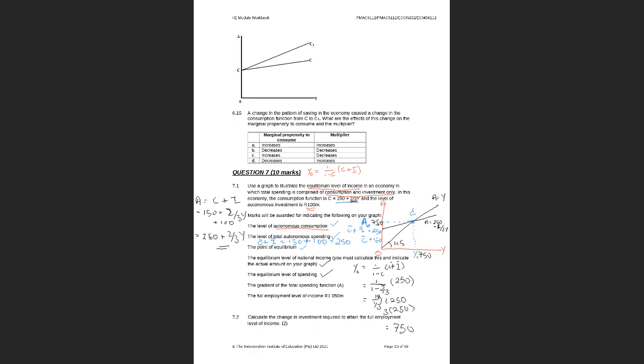So in this case, guys, the gradient is the marginal propensity to consume, which is 2/3. We showed it in this line over here, which is A equals 250 plus 2/3 of Y. So in this case, our gradient is 2 over 3.